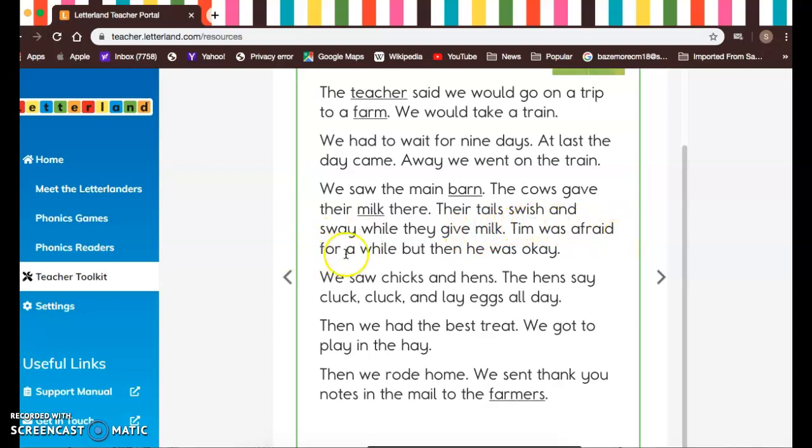Tim was afraid for a while, but then he was okay. We saw chicks and hens. The hens say cluck, cluck, and lay eggs all day. Then we had the best treat. We got to play in the hay. Then we rode home. We sent thank you notes in the mail to the farmers.